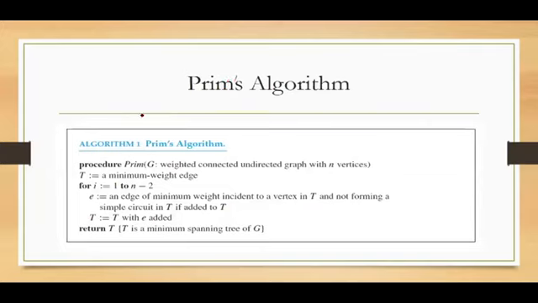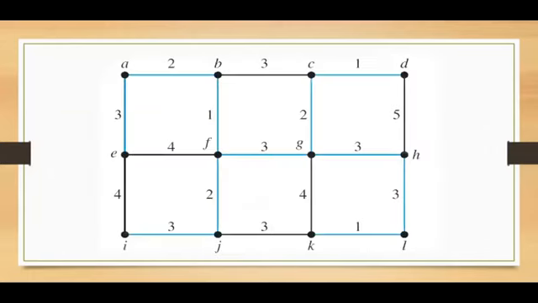So Prim's algorithm is basically, before seeing the algorithm, we will proceed to the diagram and find the minimum cost of this graph. So this is the graph. In this graph, what we have to do is start by choosing any edge with the smallest weight and putting it into the spanning tree.